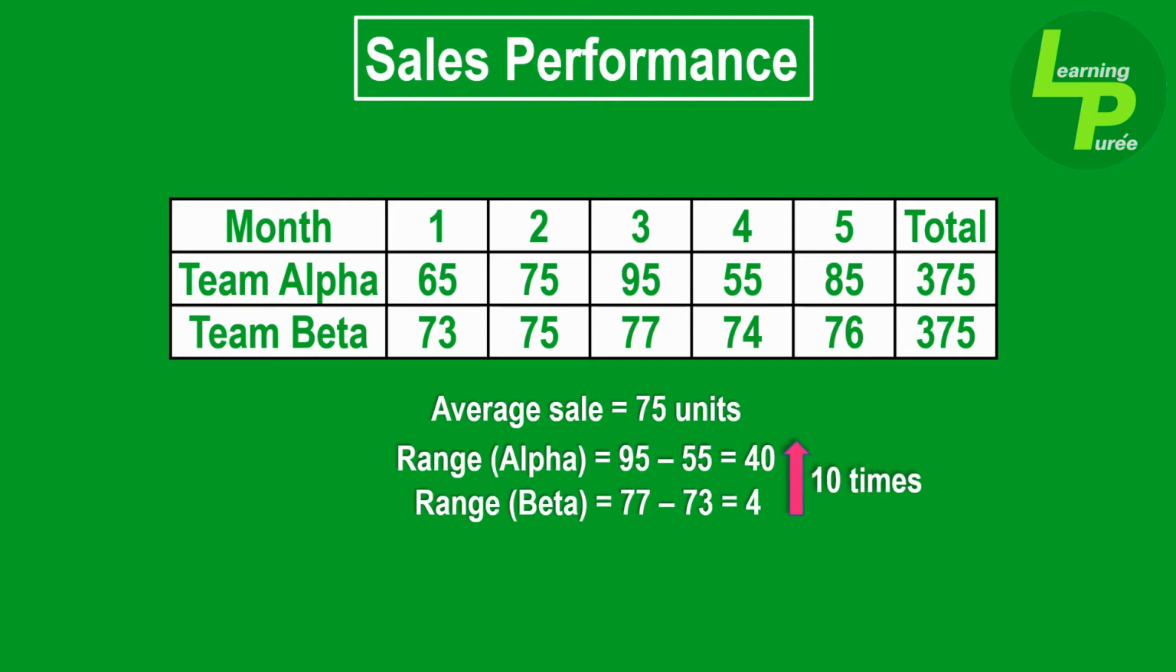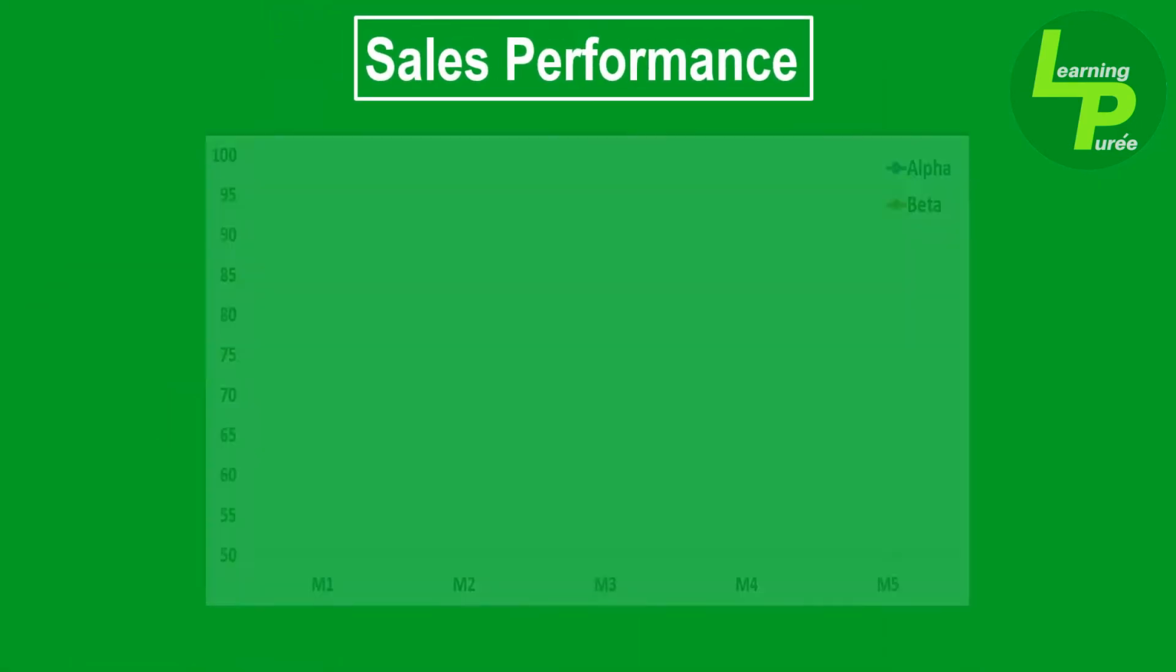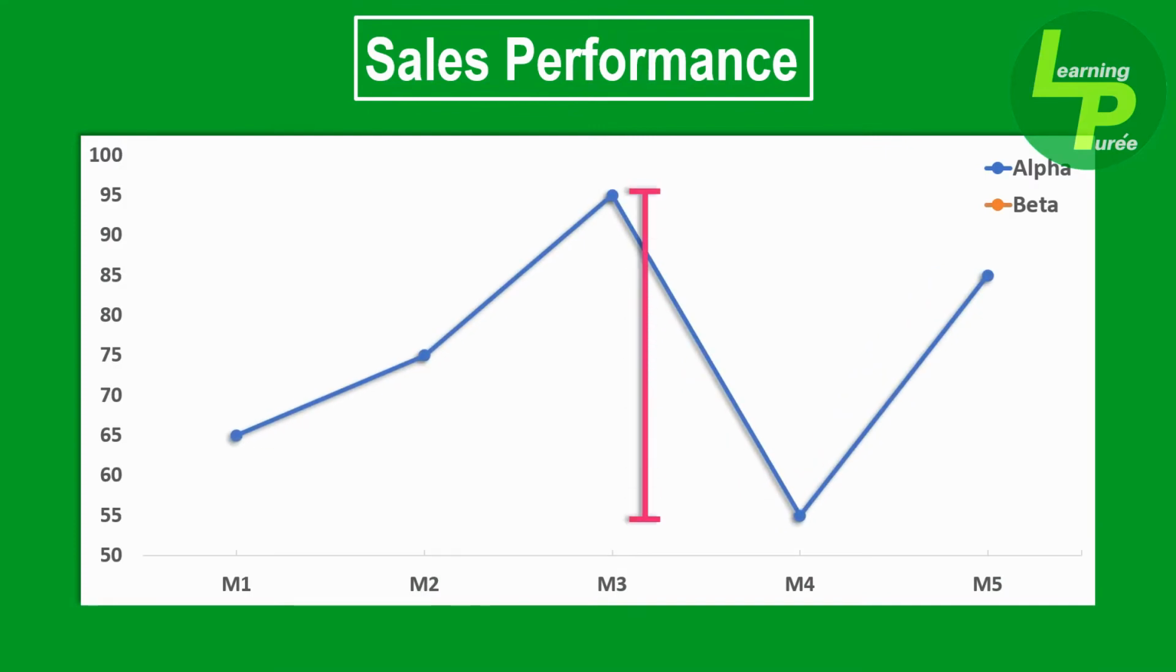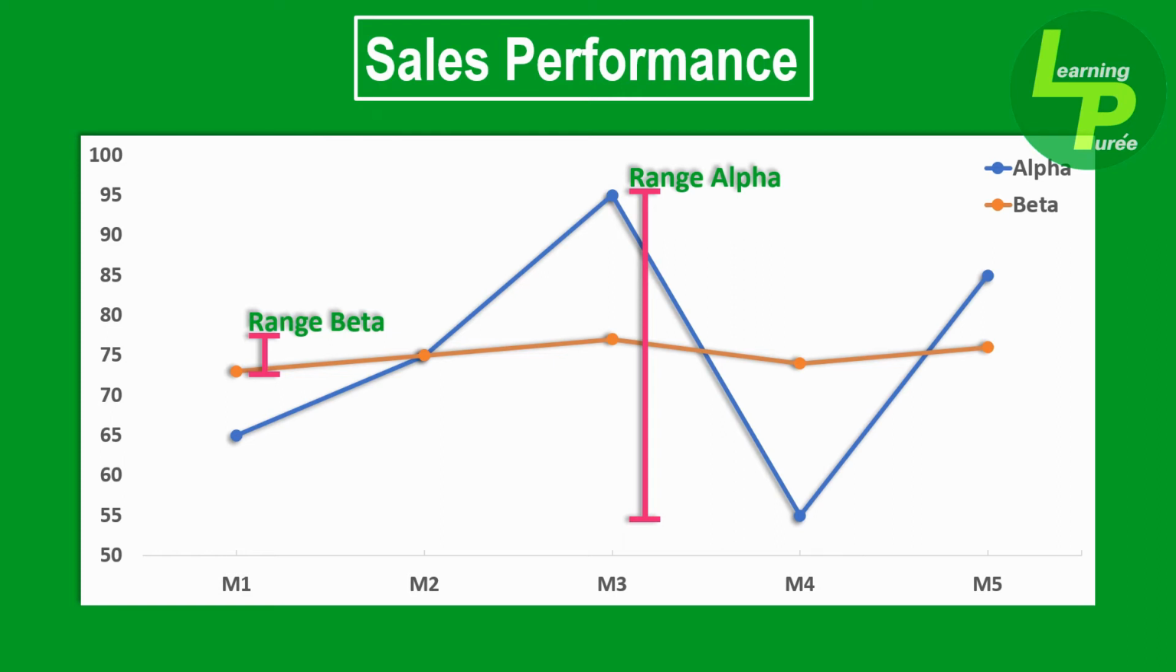Let's plot them on a line chart. We see that team Alpha has far higher fluctuation in performance in comparison with team Beta. If we additionally plot a line for the average performance, team Beta has a far flatter line around the average, indicating a higher consistency in their performance across the 5 months compared with team Alpha.